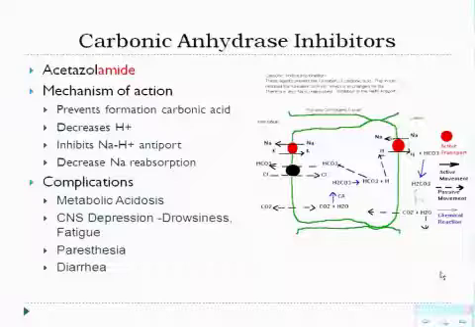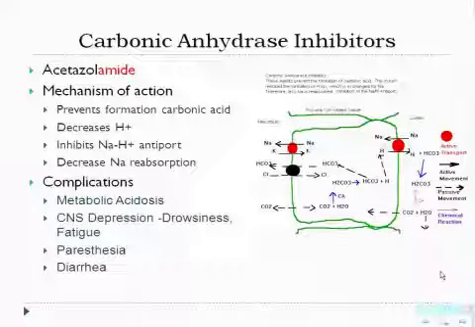The carbonic anhydrase inhibitors, the best example of that is acetazolamide. The mechanism is basically it prevents the formation of carbonic acid in the distal tubule. It decreases hydrogen ion secretion and inhibits the sodium-potassium antiport mechanism. So what you'll see as a consequence is it decreases sodium reabsorption, and that leads to a diuretic effect. It's not as potent as a loop diuretic. What it does do is that it induces a metabolic acidosis in a patient, and can cause CNS depression, drowsiness, fatigue, and sometimes paresthesias, and also very severe forms of diarrhea at times.